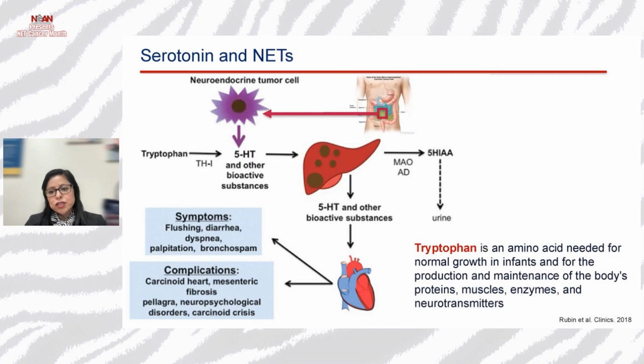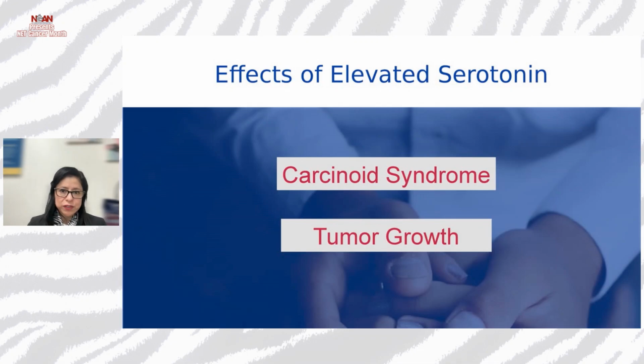Tryptophan, like I said, is an essential amino acid, important for growth in infants as well as maintenance of certain proteins in the body, muscles, as well as certain enzymes and neurotransmitters. But as I say, if there is a neuroendocrine tumor that produces an excess of serotonin, that's because this tryptophan that is ingested is immediately metabolized, and this excess of serotonin comes from the small intestine and then subsequently causes the symptoms that we just discussed.